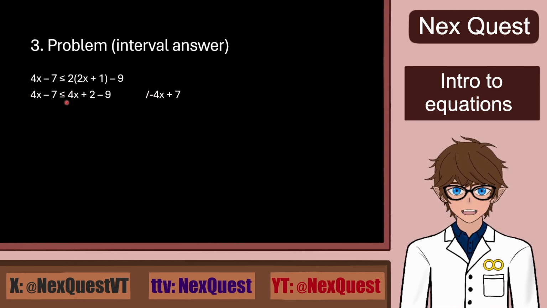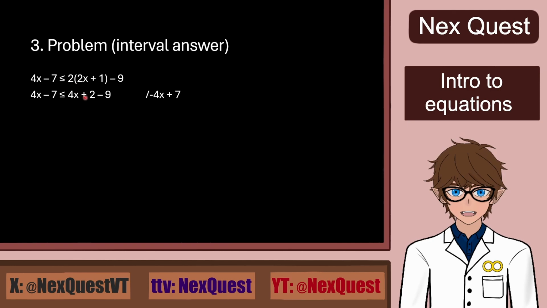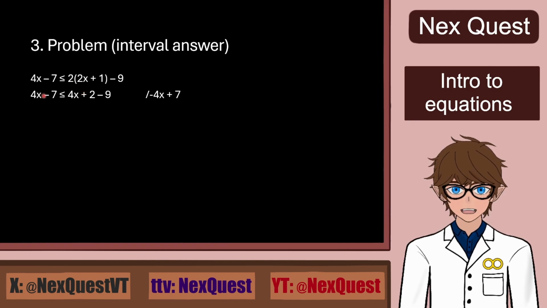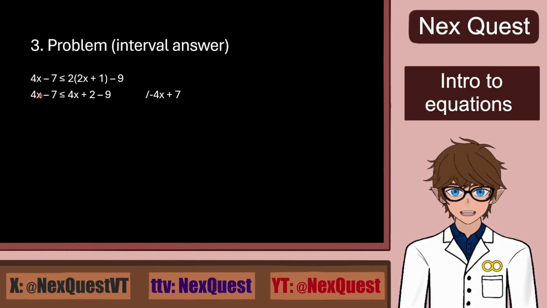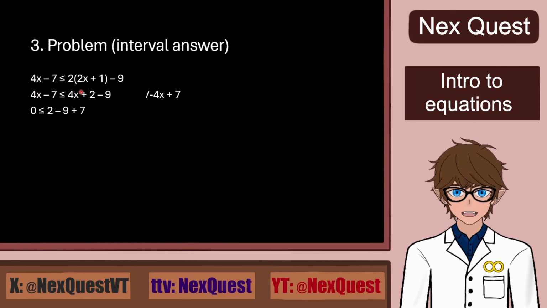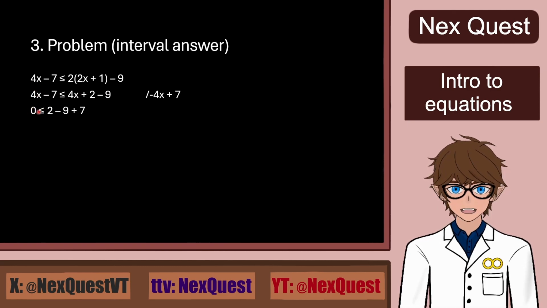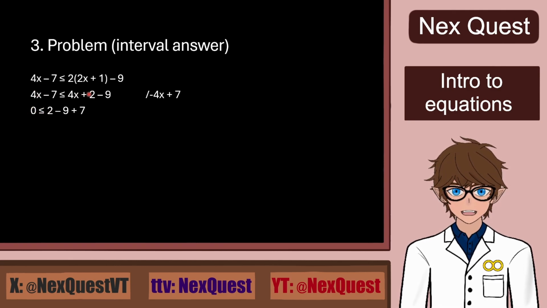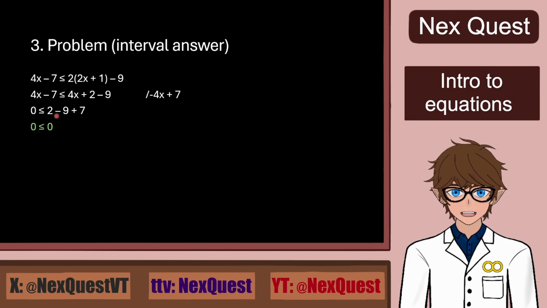With subtraction of 4x, we remove 4x from the right, move it to the left. And with addition of 7, we move 7 from the left to the right. So 4x minus 4x is 0, which is less than or equal to 2 minus 9 plus 7. Now, minus 9 plus 7 is minus 2. 2 minus 2 is 0. We get 0 is less than or equal to 0.